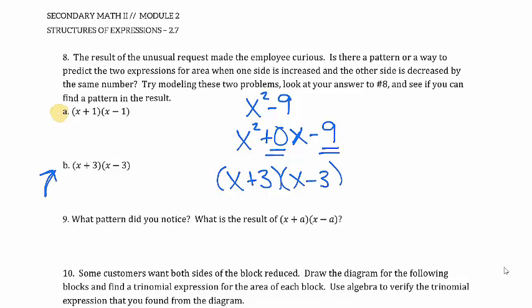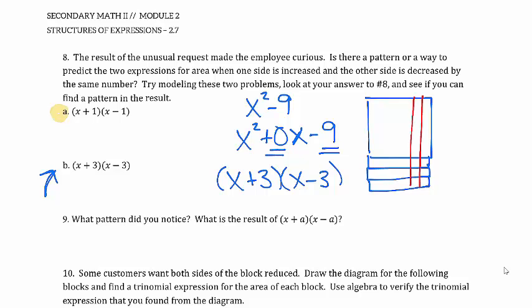So this one right here. If you were to look at that picture, we have our x, and on one side we're adding 3, 1, 2, 3, but on the other side we're subtracting 3, 1, 2, 3. And what we're left with is this part, and this minus 9, because this x is negative, this x is positive, and it cancels out. Negative, positive, negative, positive. And we basically are missing 9 in the end to finish our rectangle.